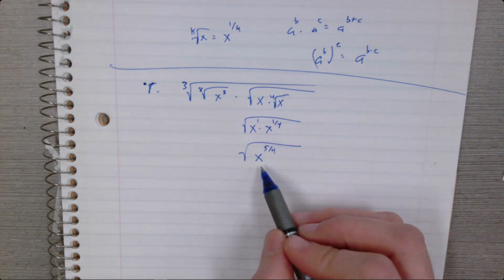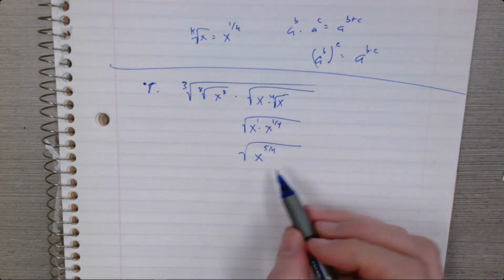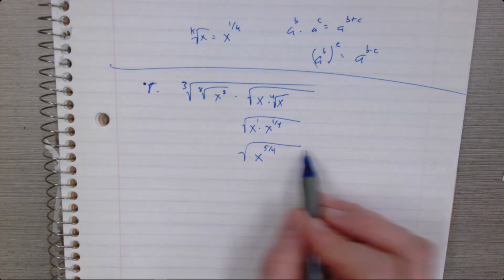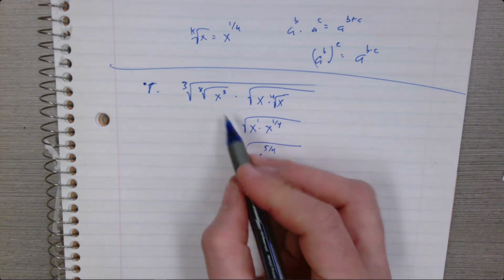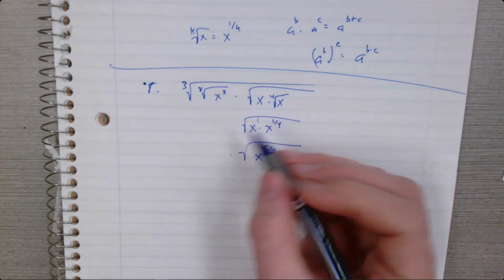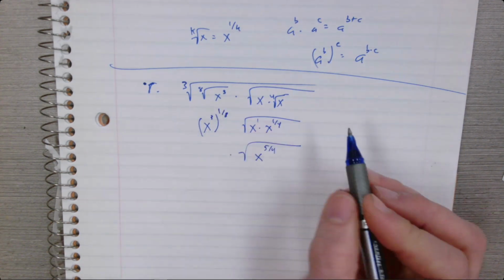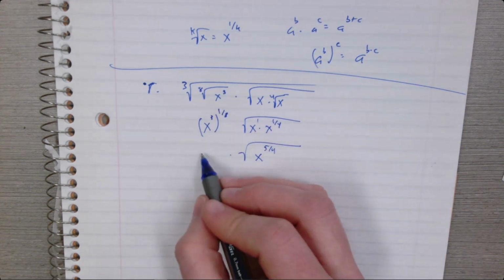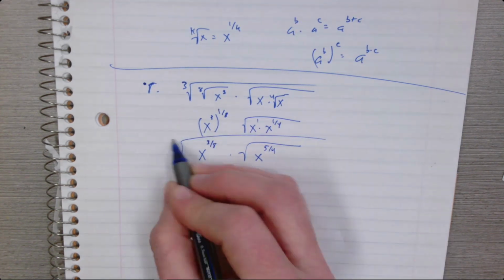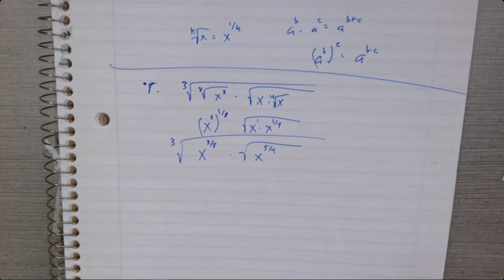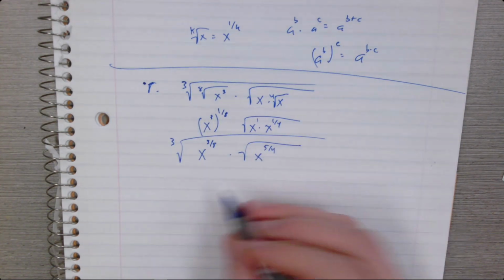So I've got, and again, all the rest of this is still here. I'm just simplifying the part that was inside there. So x to the 5/4, the square root of that. Let's rewrite this part now. So this is the same thing as x cubed to the power of 1/8. And so that's going to be x to the 3/8, and then that's still the cube root of everything. So instead of square root, let's raise that to the power of 1/2.